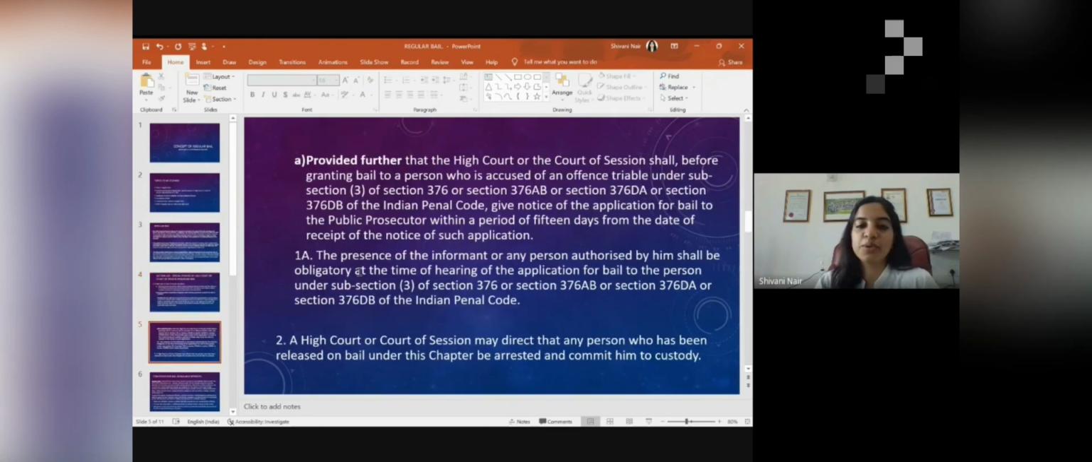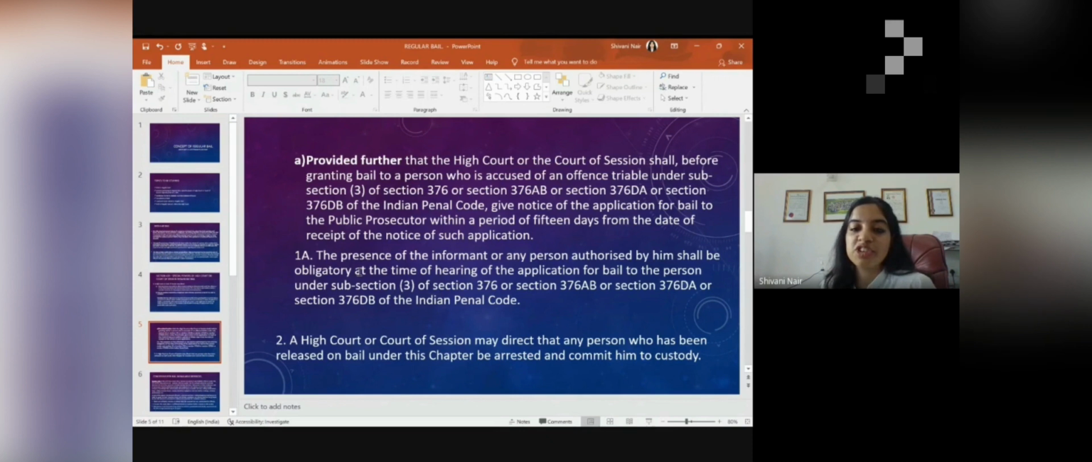Provided further that the High Court or the Court of Session, before granting bail to the person accused of an offence triable under subsection 3 of section 376 or 376AB or 376DA, or 376DB of the Indian Penal Code, shall give notice of the application for bail to the public prosecutor within a period of 15 days from the date of receipt of such notice of such application. The presence of the informant in such a case, or any person authorized by him, shall be obligatory at the time of the hearing of the application for bail.